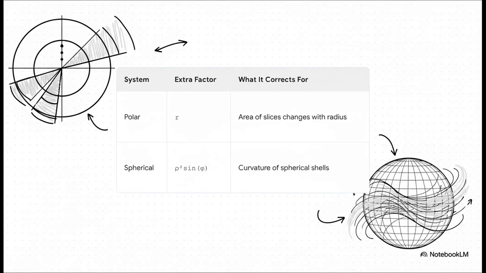No, absolutely not. They are essential calibration factors. Think about it. In polar coordinates, your little wedge-shaped slices get wider and wider the farther they get from the center. That extra factor r is the exact correction we need to account for that change in area. And it's the same idea in spherical coordinates. That rho squared sine phi thing perfectly accounts for the really complex way that spherical shells stretch and curve. It's just the machine's way of making sure every single piece, no matter how curvy, gets measured perfectly.